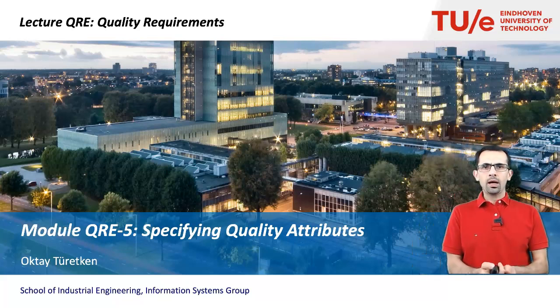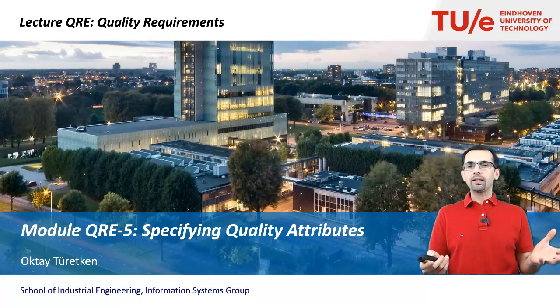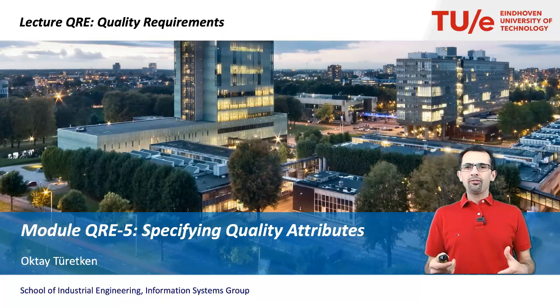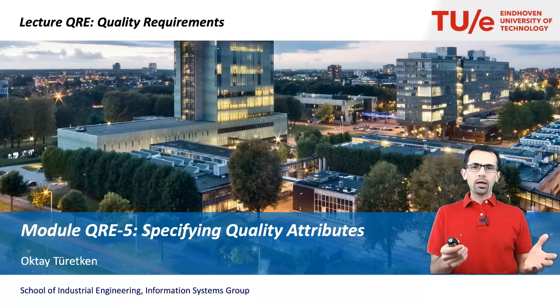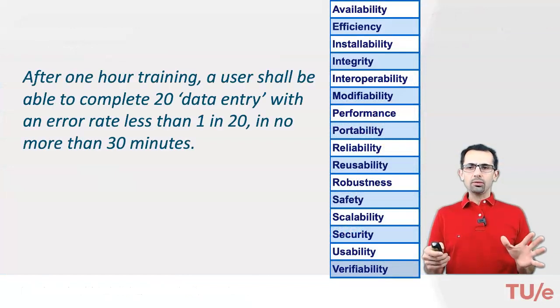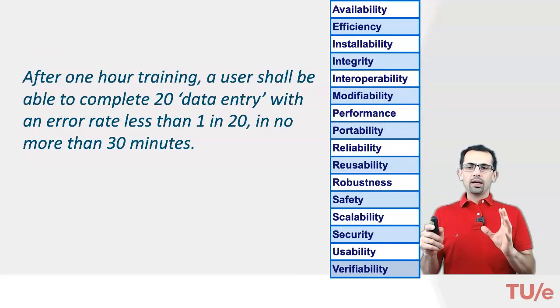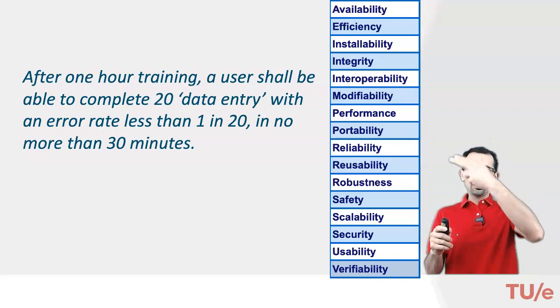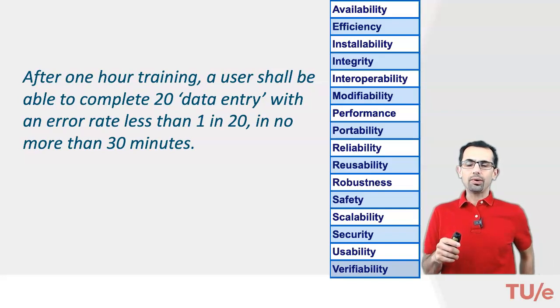Hello. In this video we'll see examples of well-specified quality requirements for commonly occurring quality attributes. Okay, and we'll do some sort of a play with you. What I'm going to do is show you an example first, and the list is here, as you see, a list of quality attributes that are relevant.